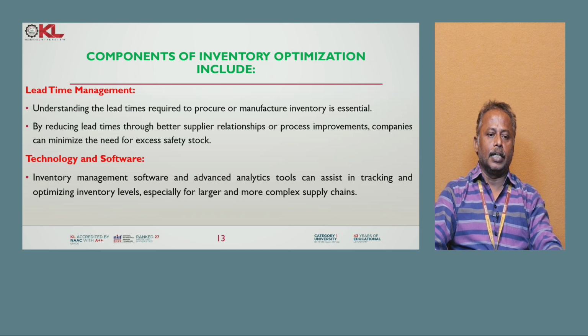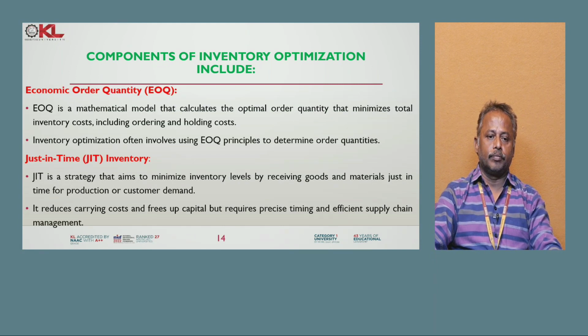Next, lead time management. So, understanding the lead time required to procure or manufacture inventory is very essential. So, by reducing the lead times through better supplier relationships or process improvement, companies can minimize the need for excessive safety stock. Next, technology and software. Inventory management software and advanced analytics tools can assist in tracking and optimizing the inventory level, especially for larger and more complex supply chains.